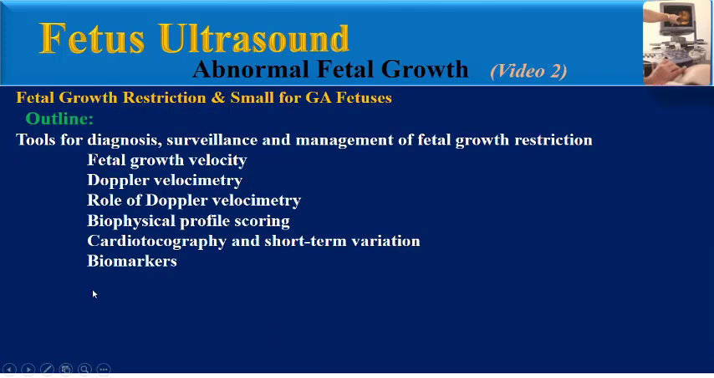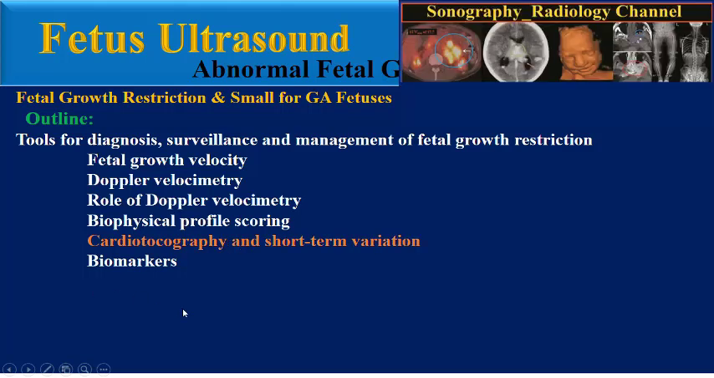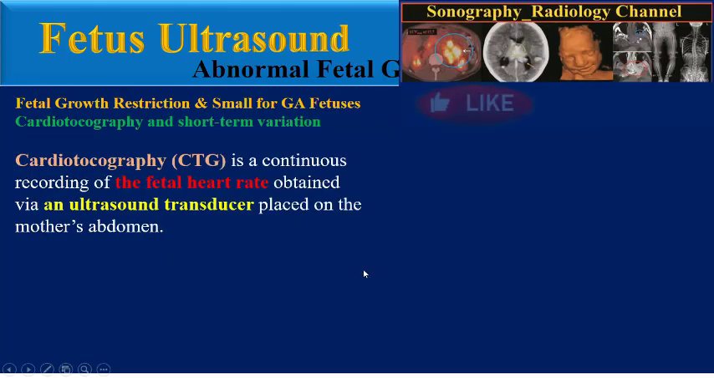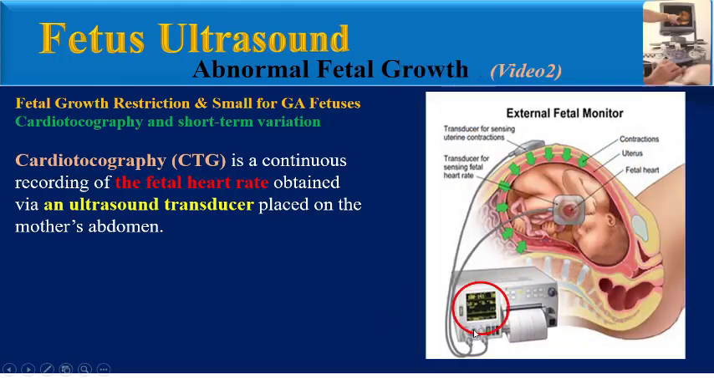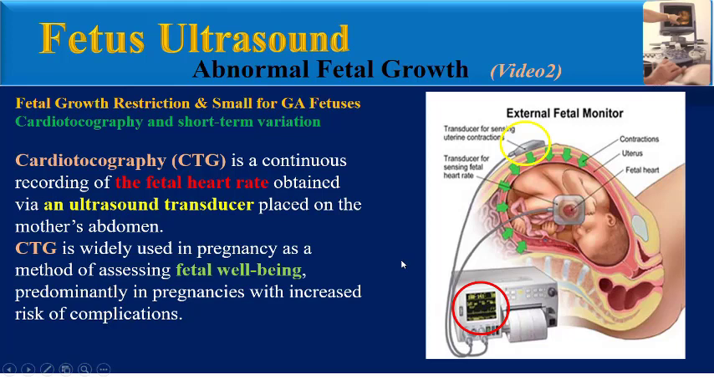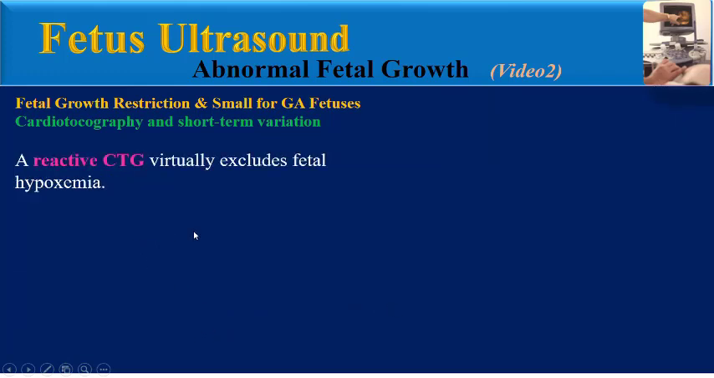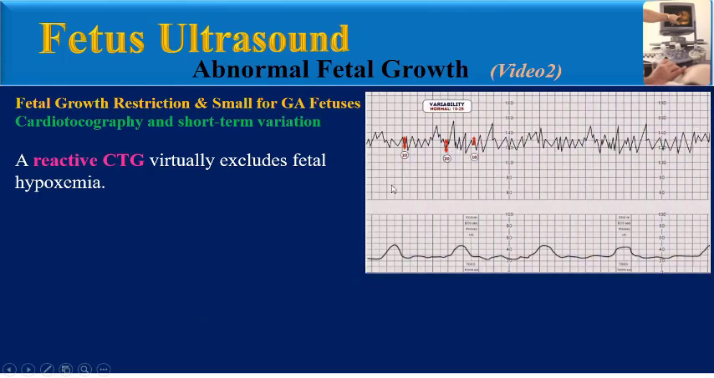Now, cardiotocography and short-term variation. Cardiotocography is a continuous recording of fetal heart rate obtained via an ultrasound transducer placed on the mother's abdomen. It's widely used in pregnancy as a method of assessing fetal well-being, predominantly in pregnancies with increased risk of complications. A reactive test virtually excludes fetal hypoxemia.